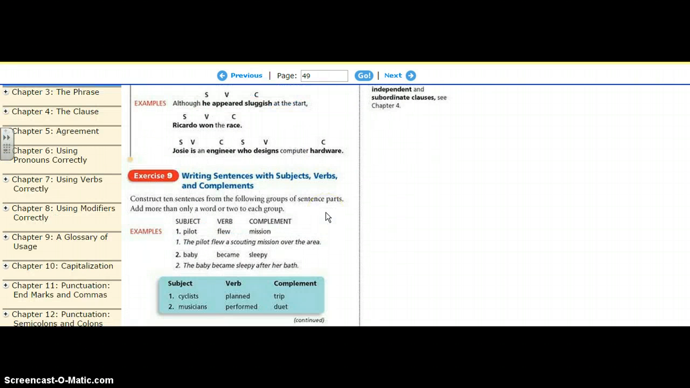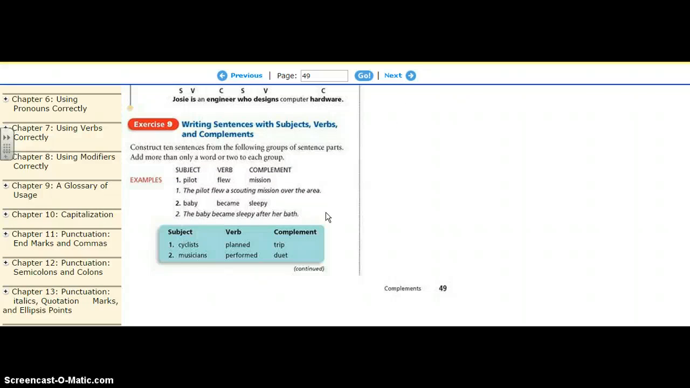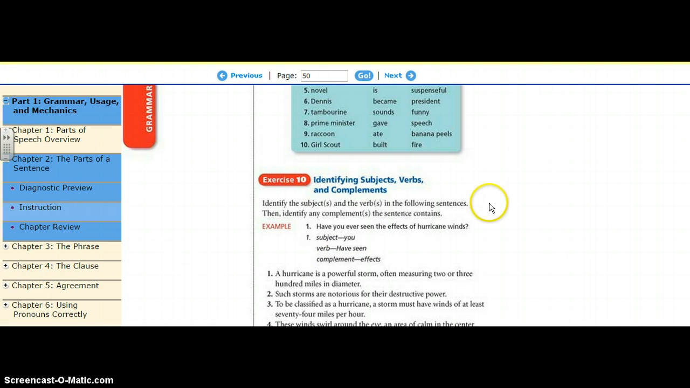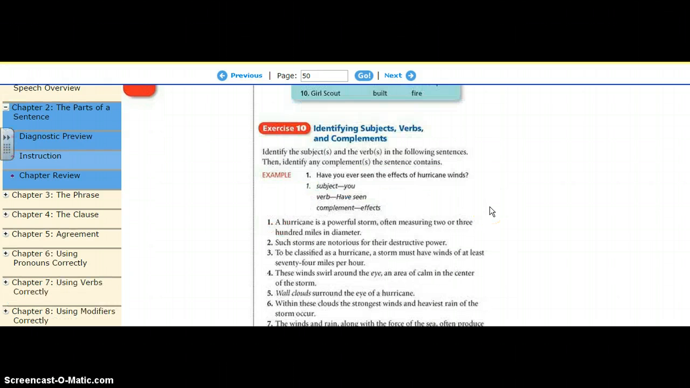Then we have exercise 9, writing sentences with subject, verbs, and complements, where it says construct 10 sentences from the following groups of sentence parts. We will do this as a group in class. You will do exercise 10, the evens, identifying the subjects and verbs in the following sentences, then identify any complements the sentence contains, and you'll need to write it just like the example.